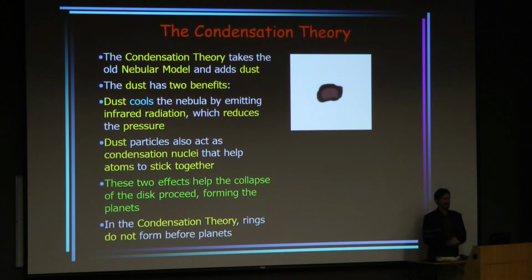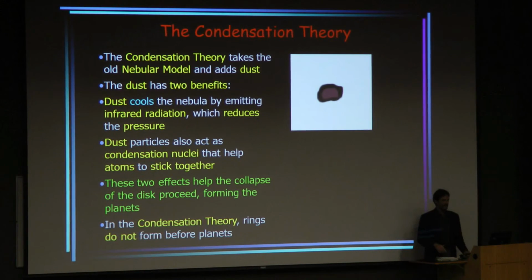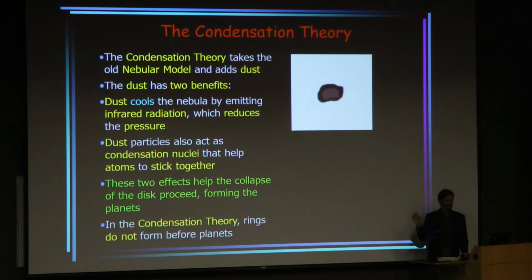Same idea here. So the dust acts as condensation nuclei, helping the atoms of the gas to stick together, accelerating the process of formation of larger and larger blobs, which can then form planets. So those are the two key effects that we get from dust. We get the ability to cool the cloud, and we get the condensation nuclei effect. And so we have now the condensation theory.